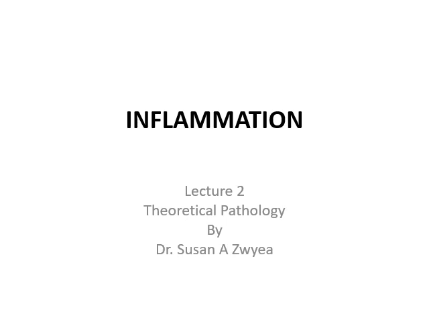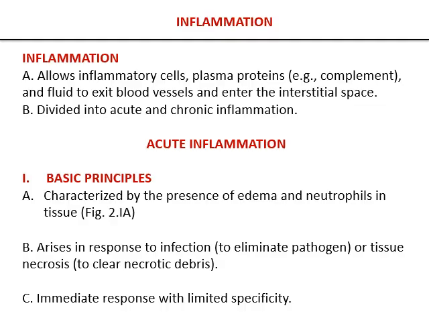So hello everyone, today we're going to proceed with lecture number 2, which is about inflammation. Basically, inflammation allows inflammatory cells, plasma proteins, or complement in a fluid to exit the blood vessels and enter the interstitial space. Because in the case of inflammation, some changes occur in the vessels and help increase the permeability of the blood vessels, allowing these fluids and proteins to come out of the blood vessels and enter the interstitial space. Basically, inflammation is divided into acute and chronic inflammation.